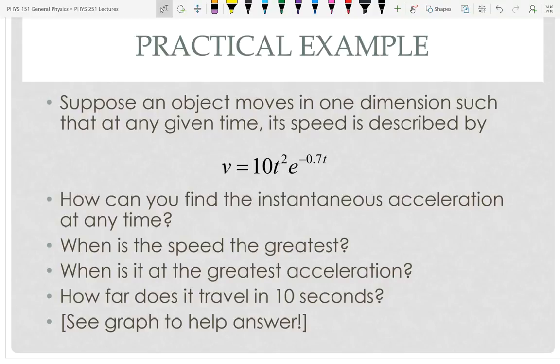So here's an example. Say you have the velocity given as a function of time. How can I find from this the instantaneous acceleration at any time? Yeah, just take the derivative. And I'm going to go to the next slide before I do any of the work. Right now, we're just thinking about it. So that would be to take the derivative.